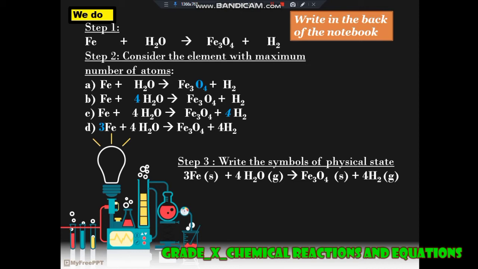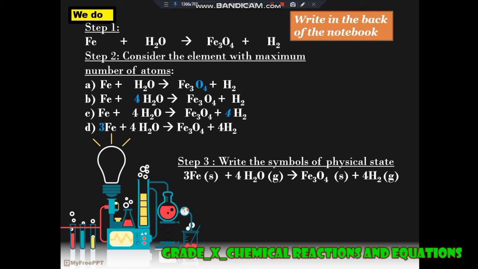Now see step number 3. We are going to balance hydrogen atoms now. On the left hand side it is 8. So it should be 8 in the right hand side also. So we can do it by adding 4 to H2. And in the last step only iron is remaining to get balanced. So we have added 3 to Fe in the left hand side.